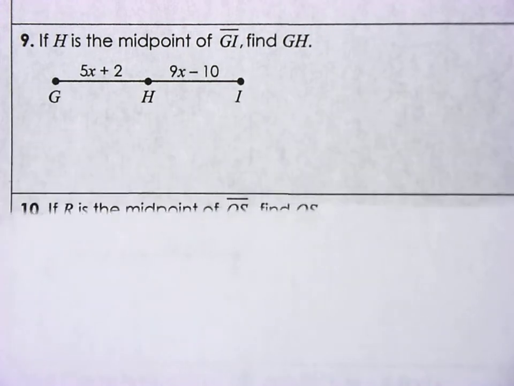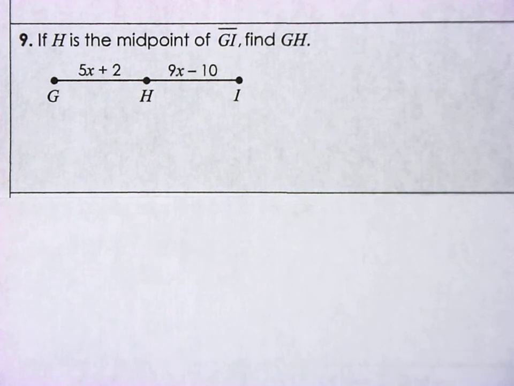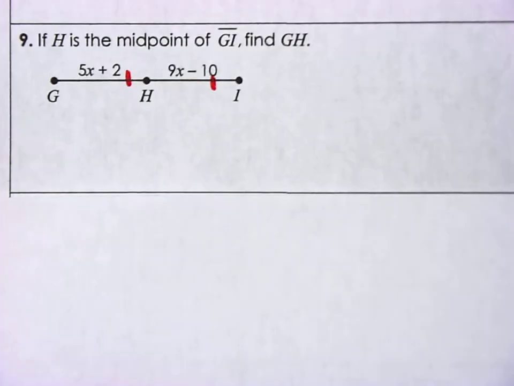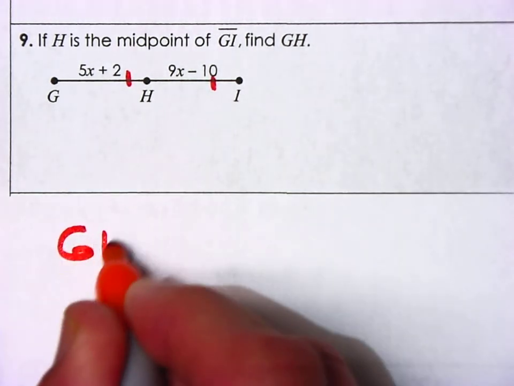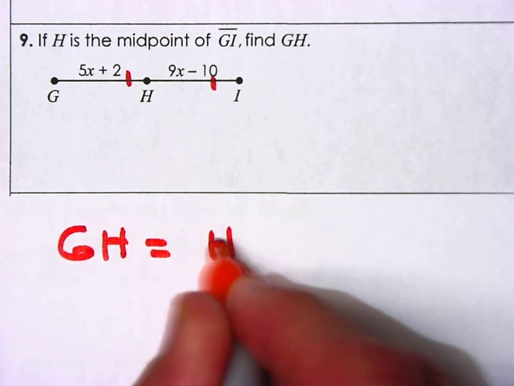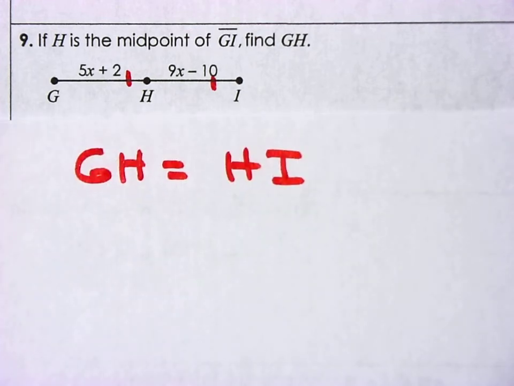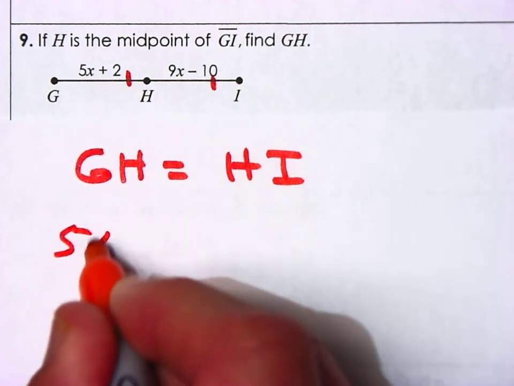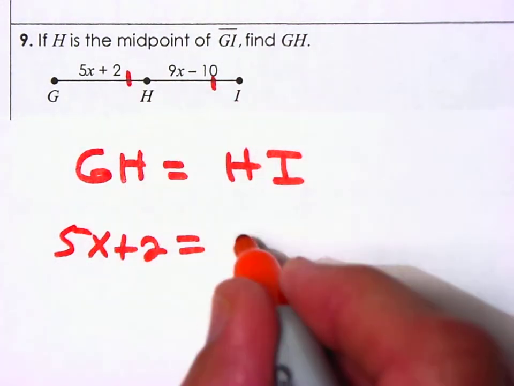It says H is the midpoint of segment GI. So the first thing you might want to do is put one hash mark here and one hash mark here. You're saying H is the midpoint. Well, all you have to know is that GH equals HI, because H is in the middle. All we're going to do is replace with the algebra they gave you. They said 5x plus 2 is GH, so put 5x plus 2 here. HI is the other half, and it's 9x minus 10.